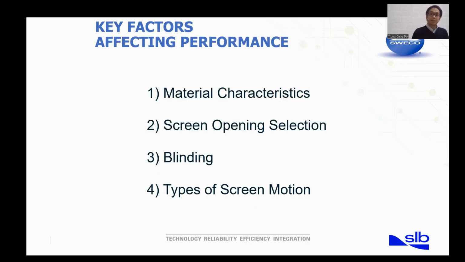What are the key factors affecting performance? We listed 4 of them. First, we have the material characteristics. Second, we have the screen opening. Third, we have the blinding. And fourth, we have the types of screen motion. Today, we will focus on the blinding. So I will give you a presentation on the different deblinding solutions we have. And after that, we will show that to you live in our laboratory.